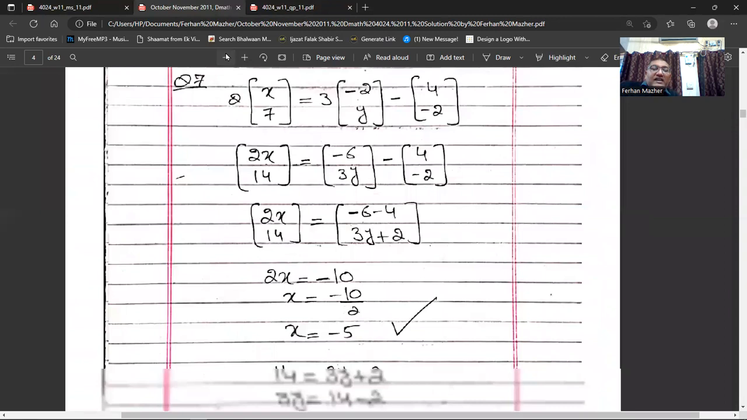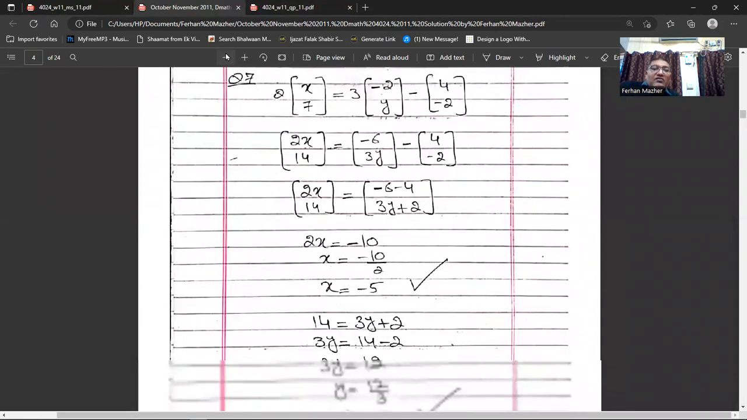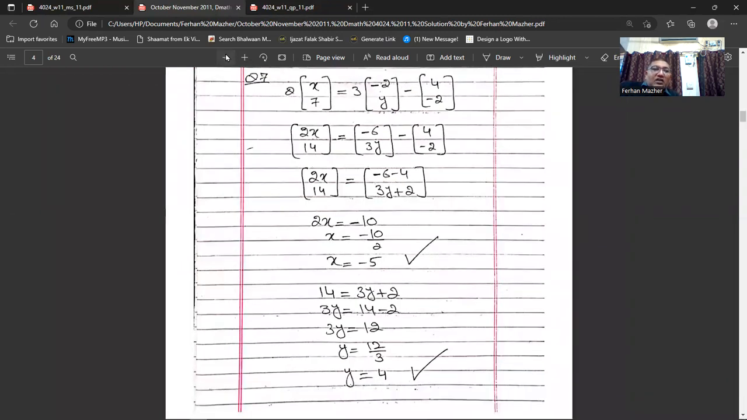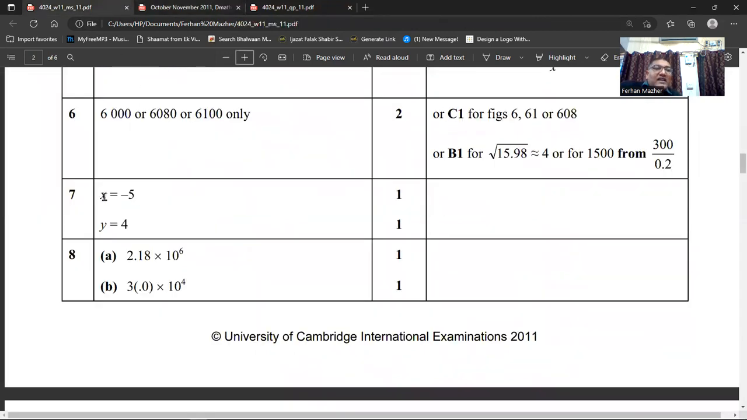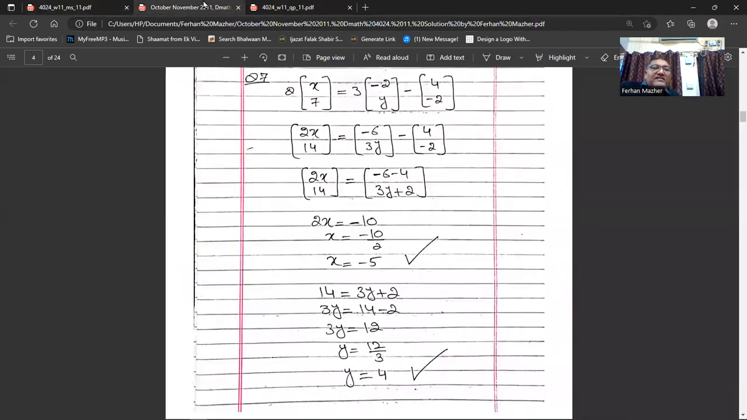So let me reduce the size so you can see the whole question together. Okay, so this is question number 7. x is minus 5, y is 4. Let's check. x is minus 5, y is 4. Our answers are right.